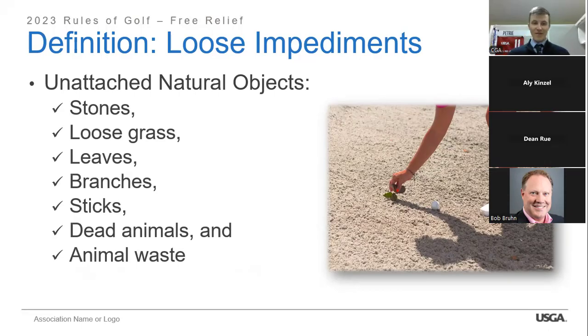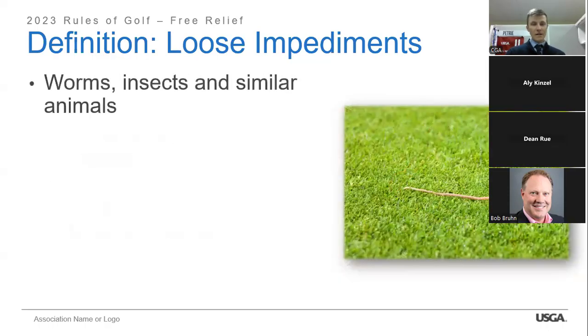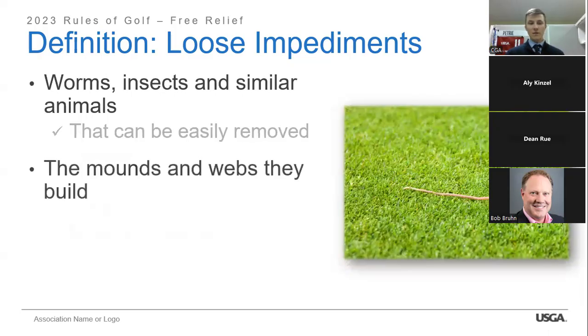You'll see down at the bottom there that even some pretty unsavory things that you might not think of as a loose impediment, but we had a situation last summer out at Todd Creek where I got a call on the radio and a player's ball was next to a dead animal. And in that situation, the dead animal falls under the definition of loose impediment. And although you might want to touch it or you might want to use some gloves, you're able to just remove that, and that's your relief option in play there. Loose impediments include worms, insects that can be easily removed, and the mounds and webs that they build as well.